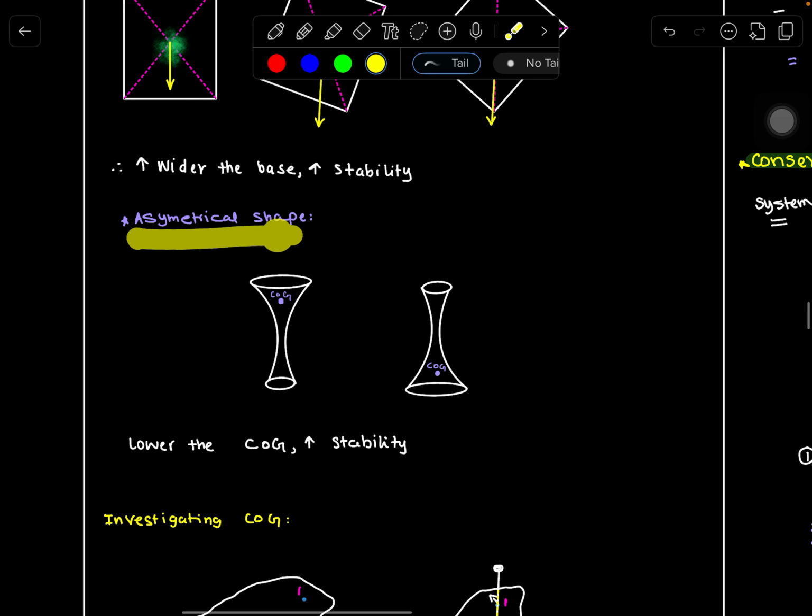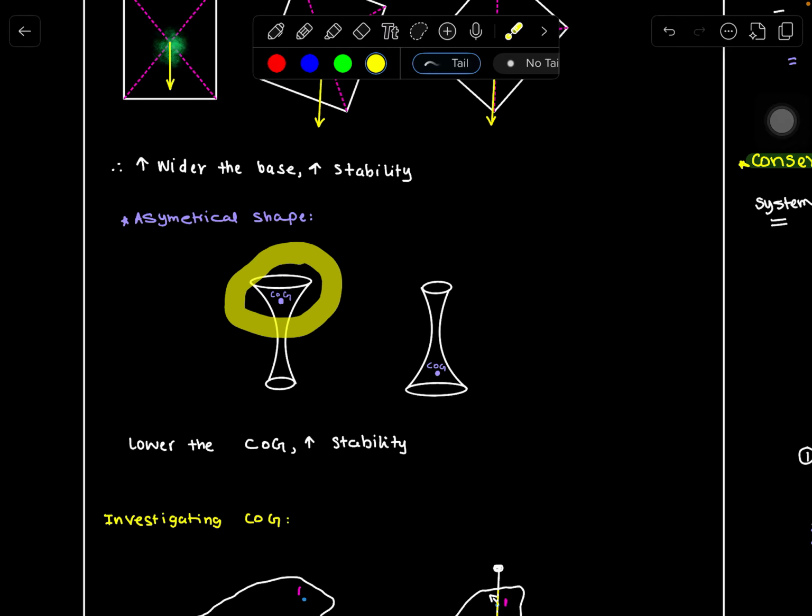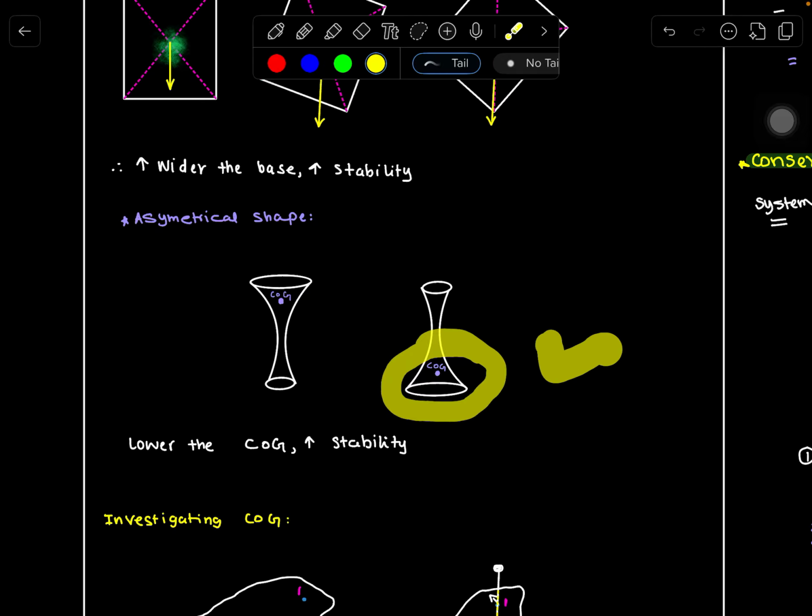For asymmetrical objects, the center of gravity is closer to the part where more mass is concentrated. So if you have a wider mouth of a flask, the center of gravity will be closer to that part. If the base is wider, then the center of gravity will be closer to the base, so the center of gravity is lower. So first, the center of gravity is closer to the part where more mass is concentrated. And the second point is that the lower the center of gravity, the more stable the object.